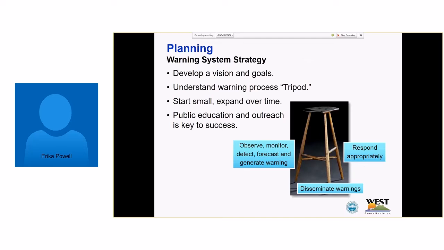You may start small and expand over time if you're starting from scratch with a new system. You don't have to put the complete system in all at once, but you can get started. Putting that first gauge in, or first monitoring, or first effort step forward is usually the biggest bang for the buck, so it's important just to get started. And at the end of the day, public education and outreach is absolutely critical to system success. The more you can do to engage your community in the process and get them to understand what's going on in the basin, the better off you're going to be.